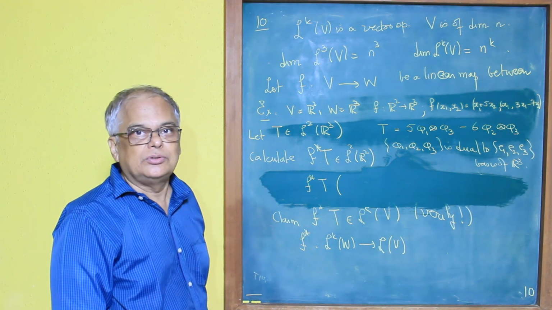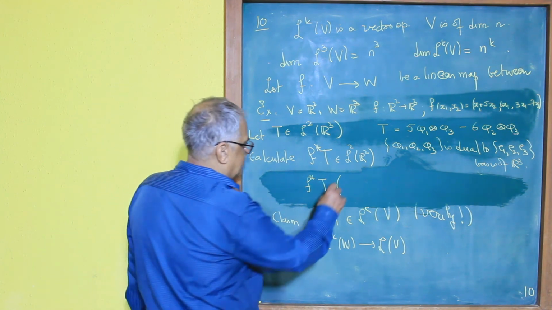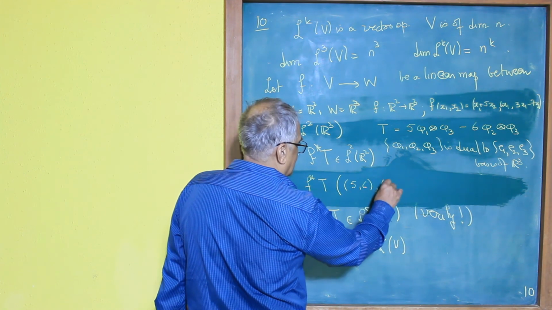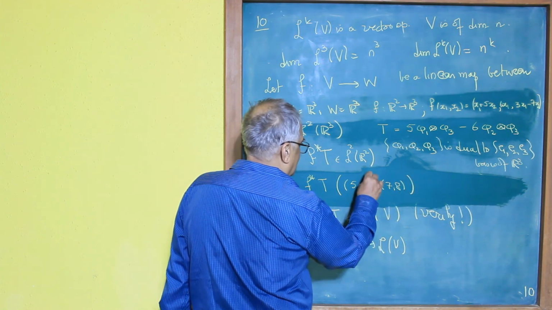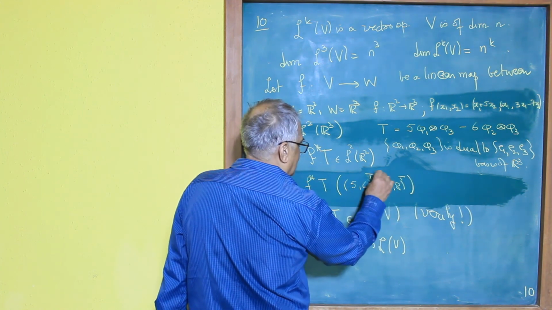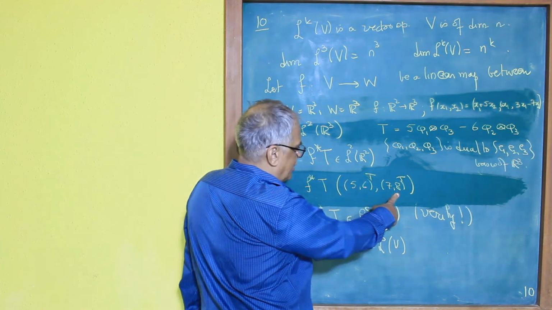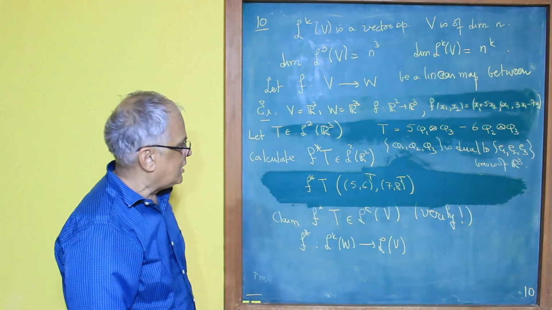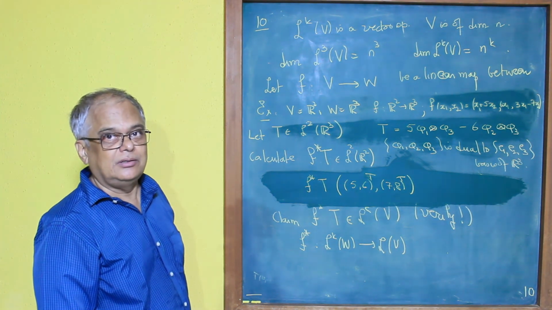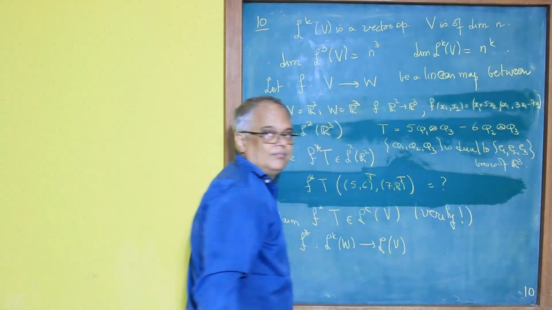So I'm going to choose two elements in R2. These are two elements in R2. I want you to calculate this. The answer should be a real number. So try to calculate what this is. We will stop here.